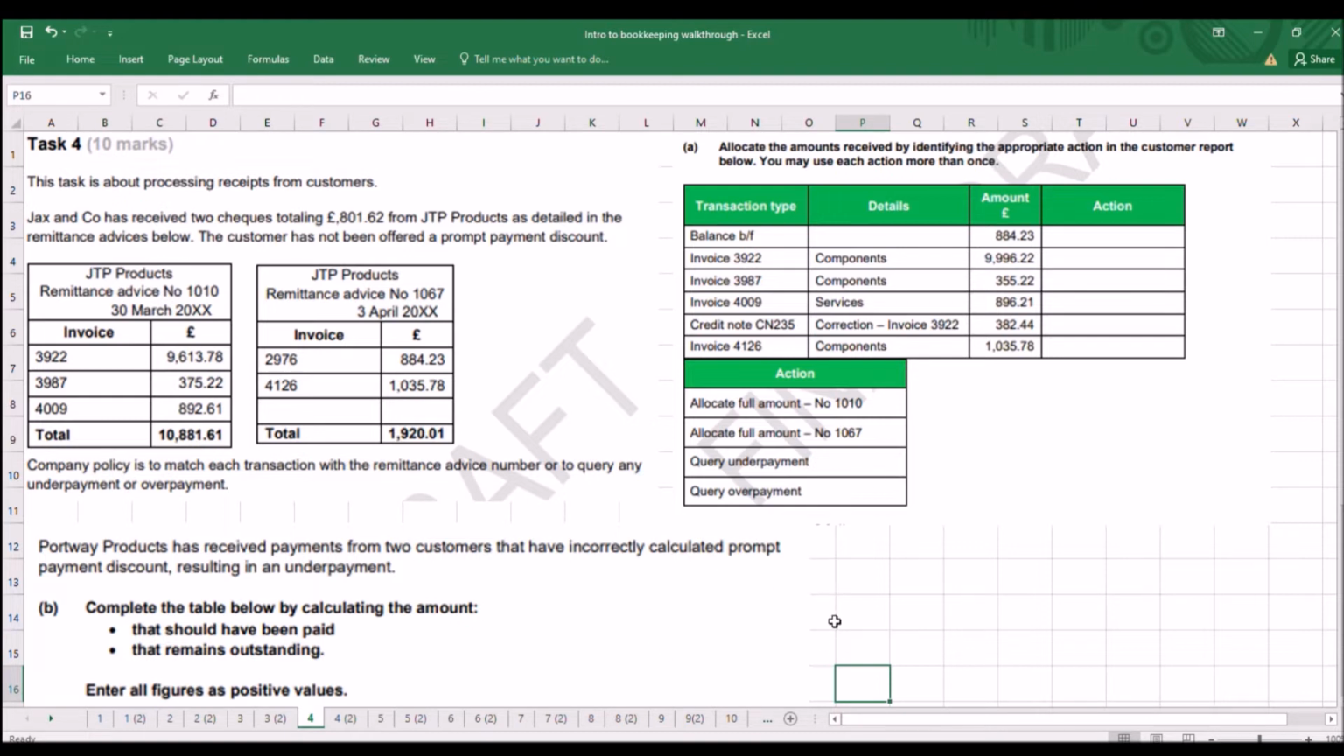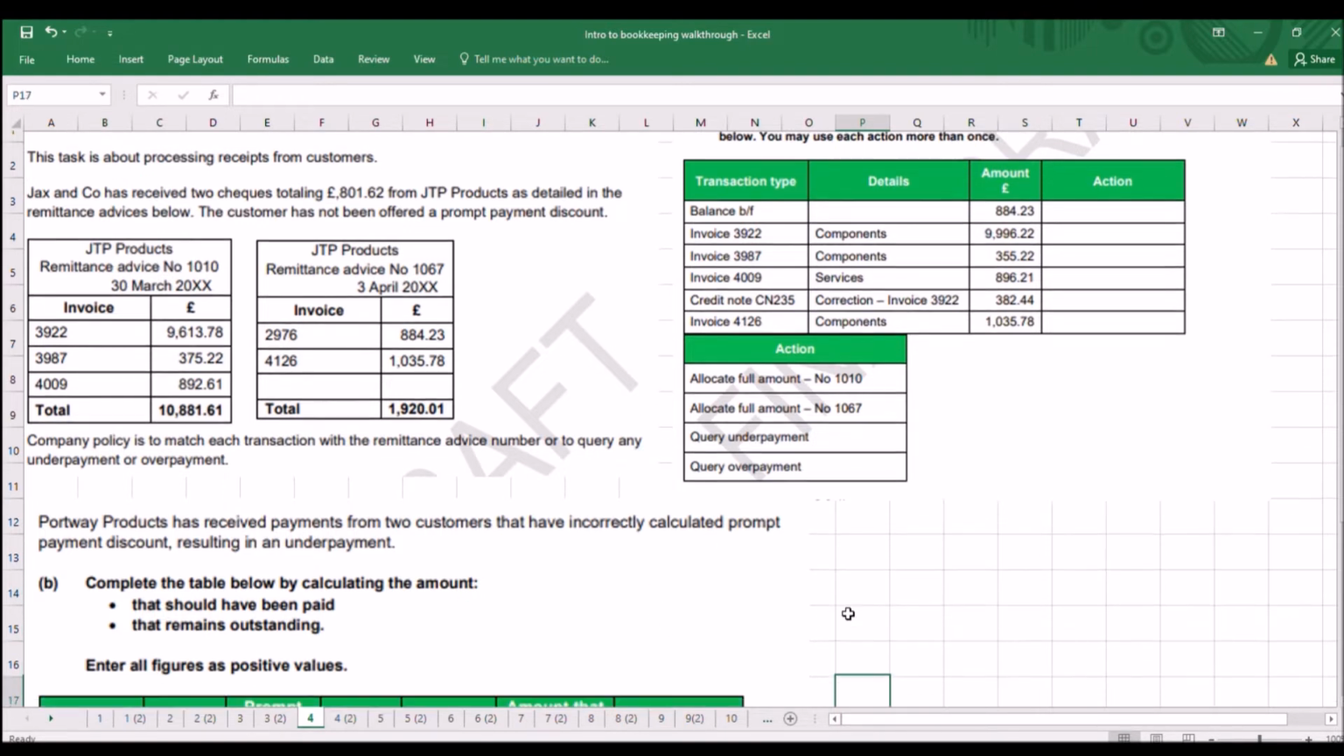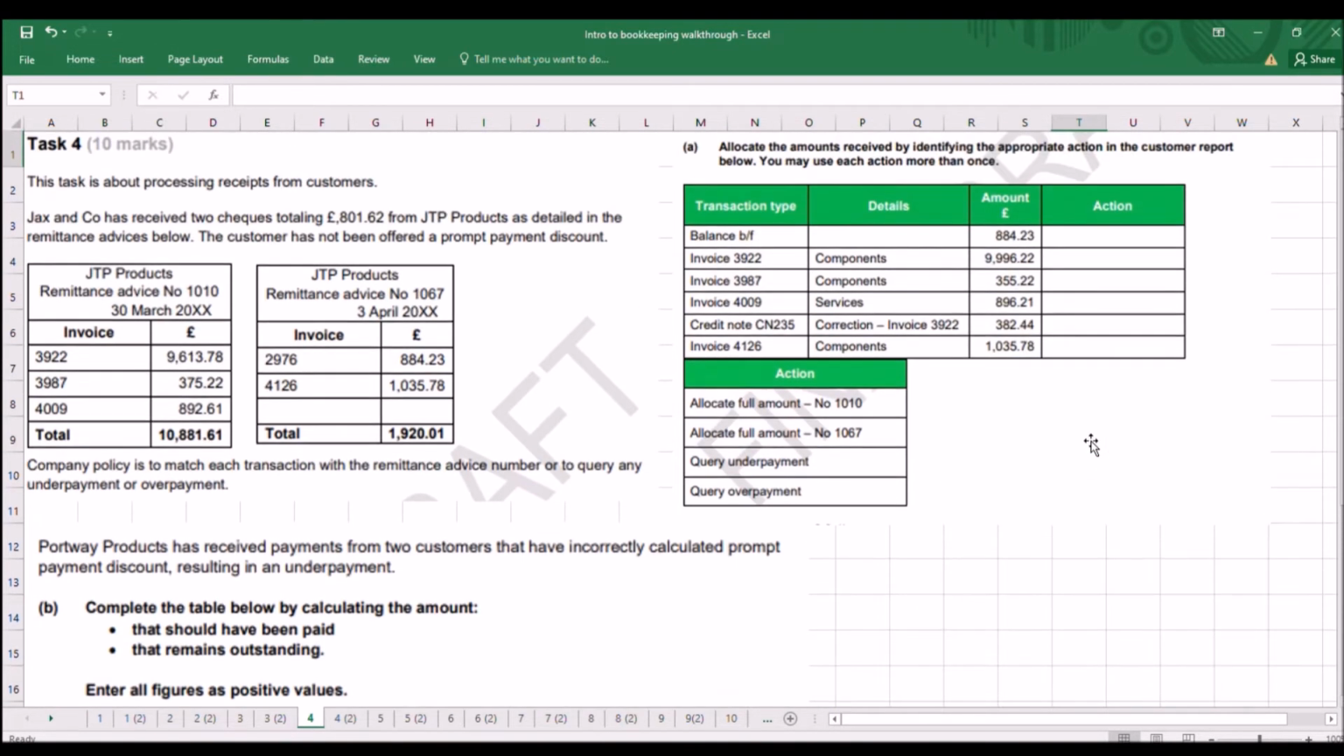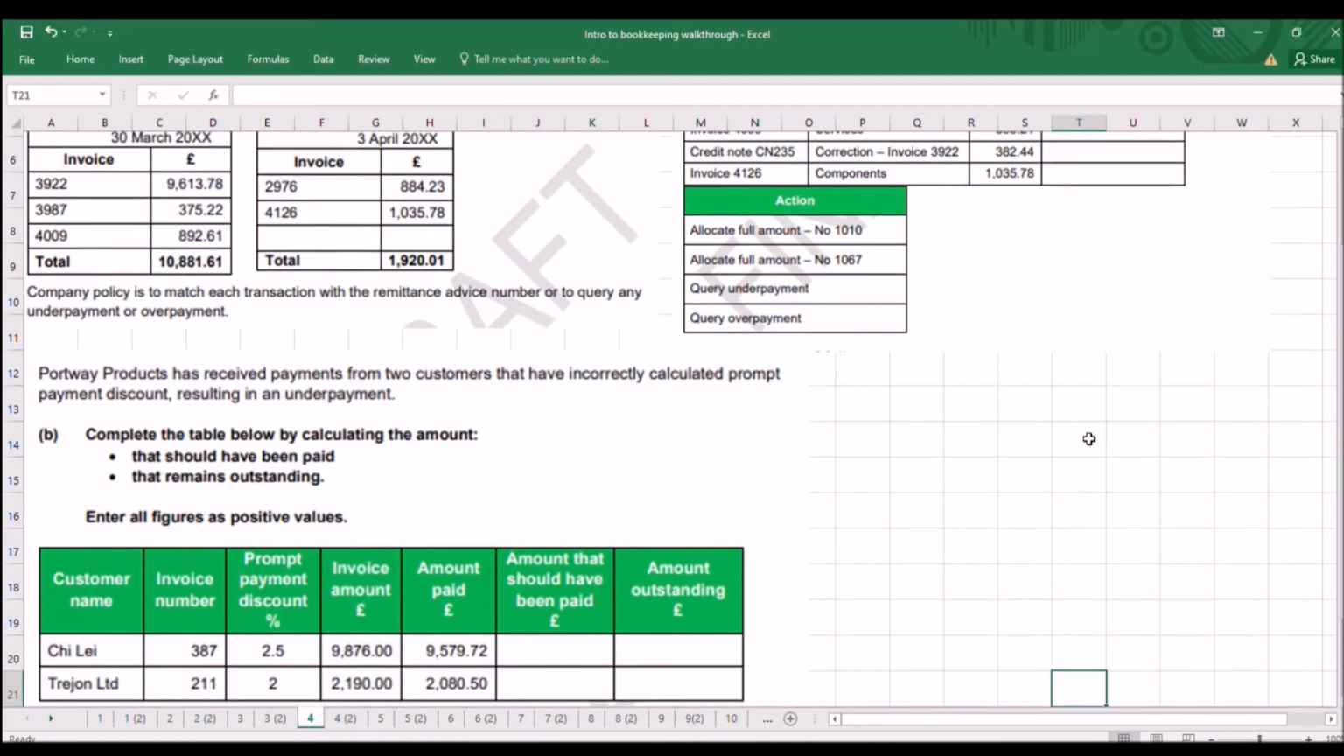Okay. So you're going to line them up, see what the position is there, and then we've got a prompt payment discount in here: what should have been paid, what's actually been paid, and therefore what's the amount outstanding. So it goes here, so you can have a go at that one. And also I'll put this down here so you can pause and do that one.